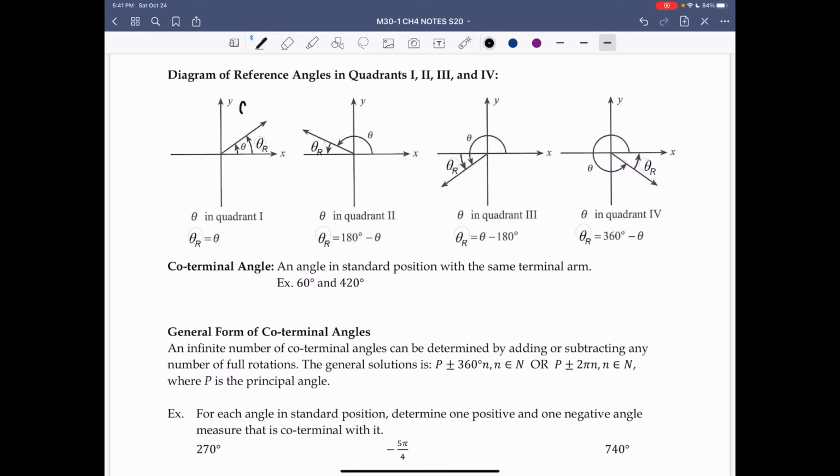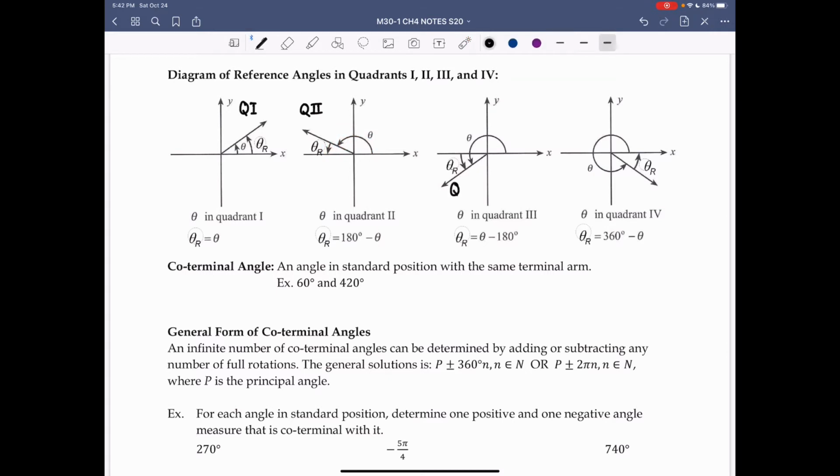So this is quadrant 1. In quadrant 1, the reference angle is equal to the principal angle. This one is quadrant 2. In quadrant 2, to calculate the reference angle, we take 180 degrees, which would be all of quadrants 1 and 2, and we subtract the angle theta. That leaves us with the reference angle theta r.